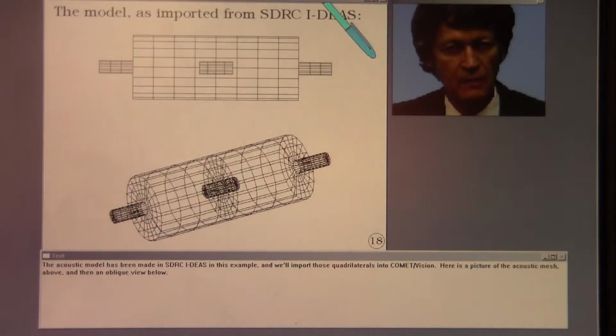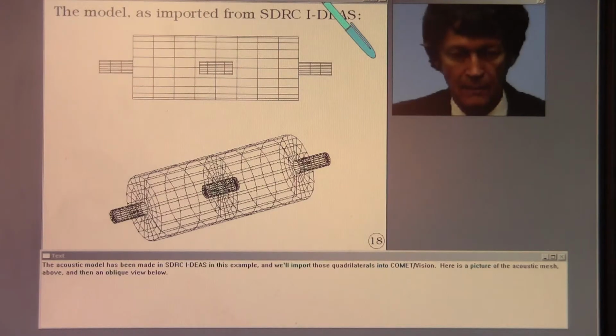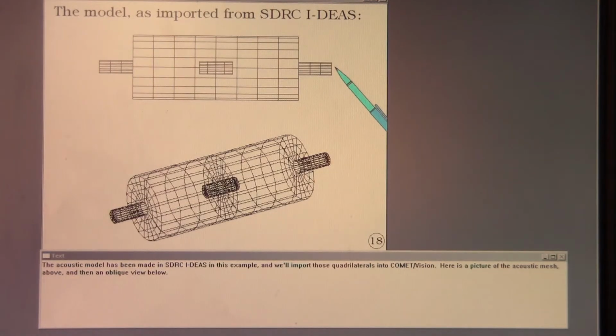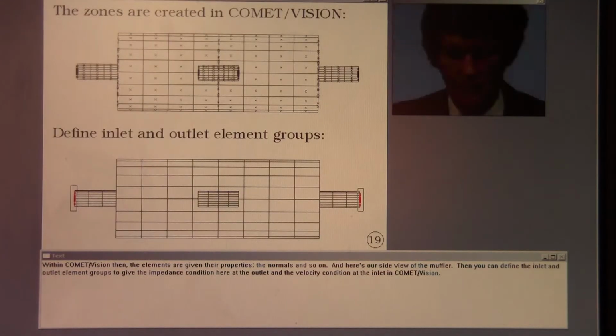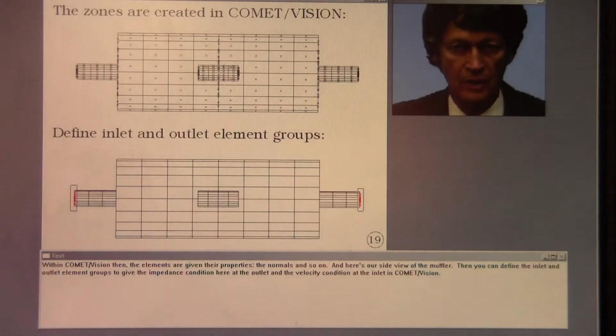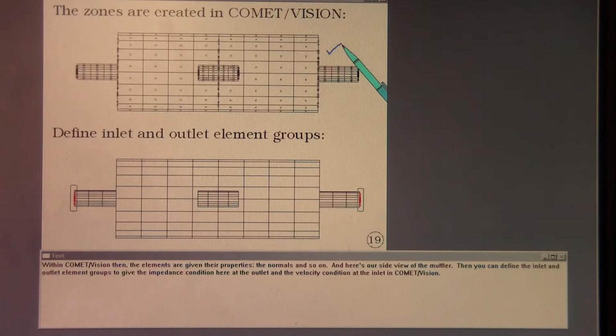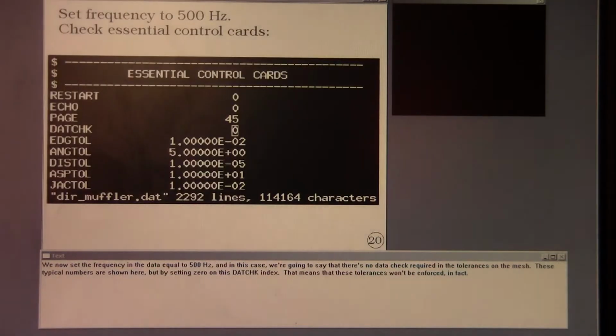The acoustic model has been made in SDRC Ideas in this example, and we'll import those quadrilaterals into Comet Vision. Here's a picture of the acoustic mesh above and then an oblique view below. Within Comet Vision then, the elements are given their properties, the normals and so on, and here's our side view of the muffler. Then you can define the inlet and outlet element groups to give the impedance condition here at the outlet and the velocity condition at the inlet in Comet Vision.